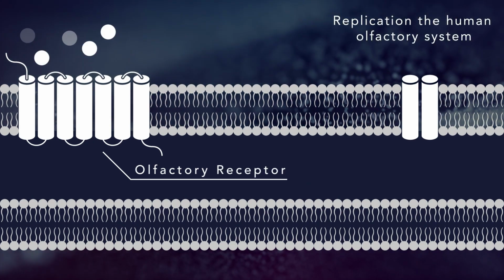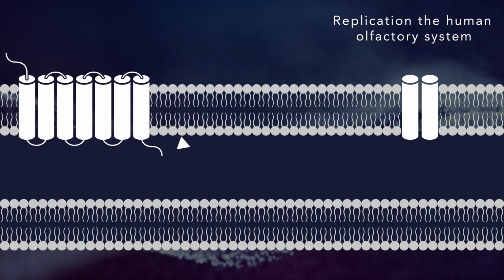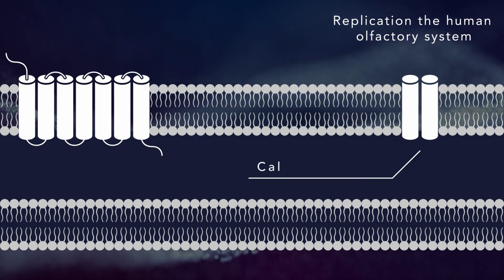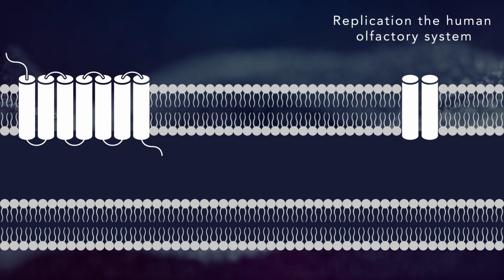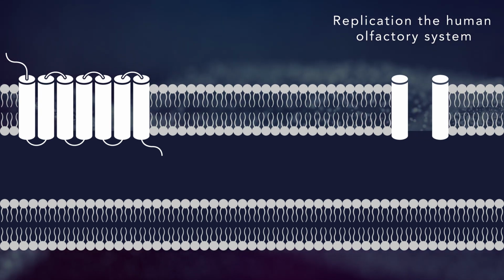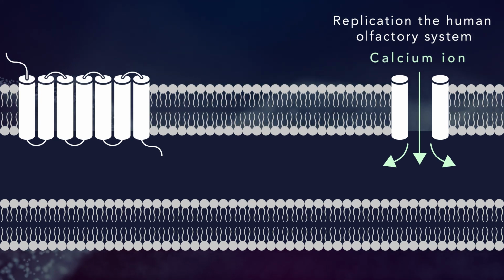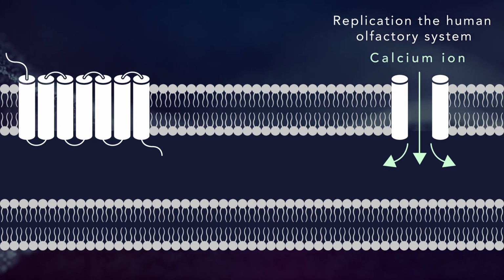When an odor molecule binds to an olfactory receptor, the resulting signals are transduced to the calcium channel within the cell. This results in the channel opening and a calcium influx. The calcium signal is transmitted from the olfactory nerves to the brain, which recognizes it as smell.